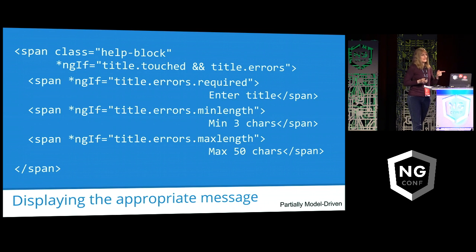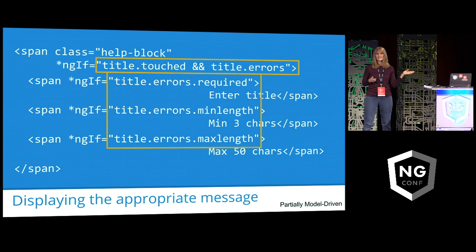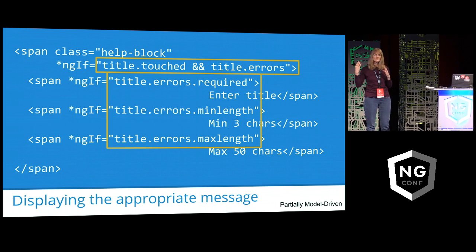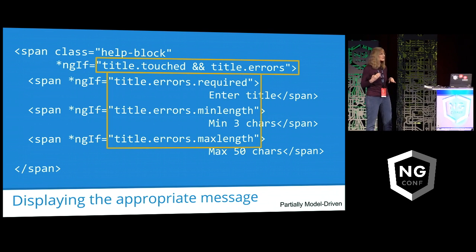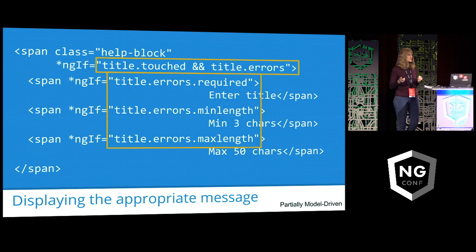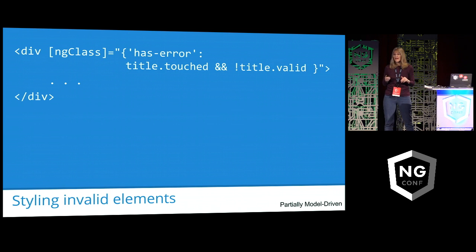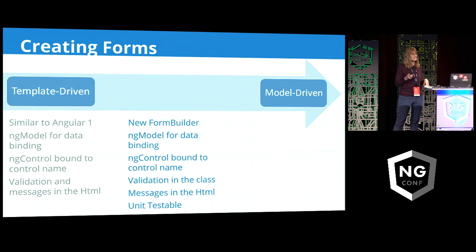Okay. This code looks exactly the same as we saw in the template version of the code. What's different here, though, is title is no longer our local template variable. It is now the property of our class. So our property now knows about how to manage the validation. It knows about being touched or having errors, and so that's what we're binding this to. ng-class, the same thing. It's using the title property of our class.